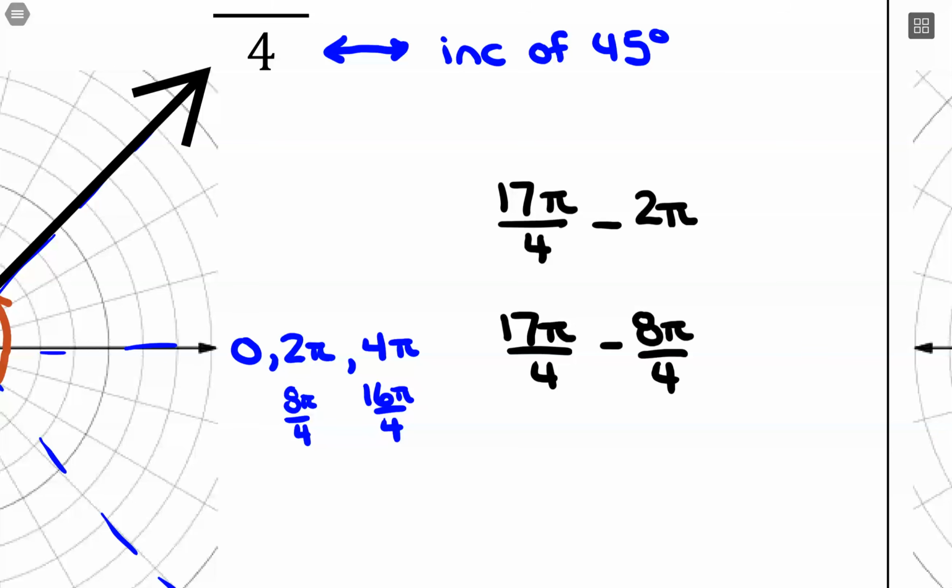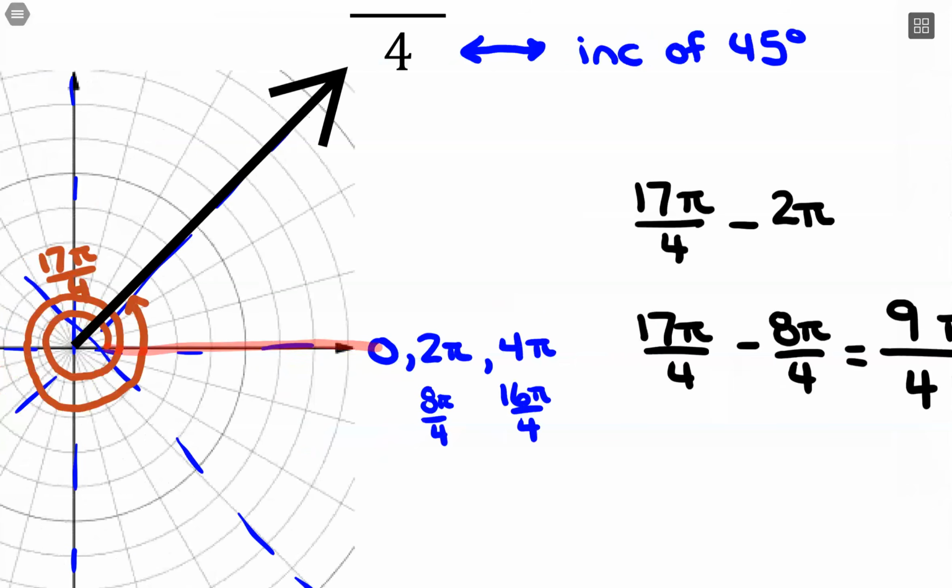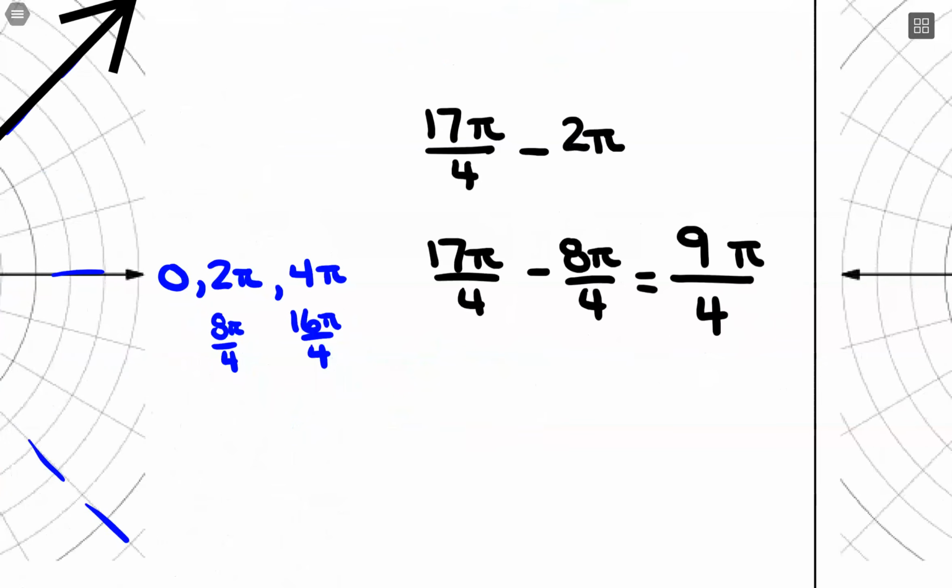Now, little fraction review here. So this works because 8 divided by 4 is 2, so that's perfect. Carrying this out, your denominator stays the same. Pi is going to stay up there. So what it really comes down to is just looking at 17 minus 8, which is 9. And that makes sense too, because 8pi/4 would land there, and then we would need one more, which would take us to 9pi/4. And I could do the same thing, so that's a coterminal angle.